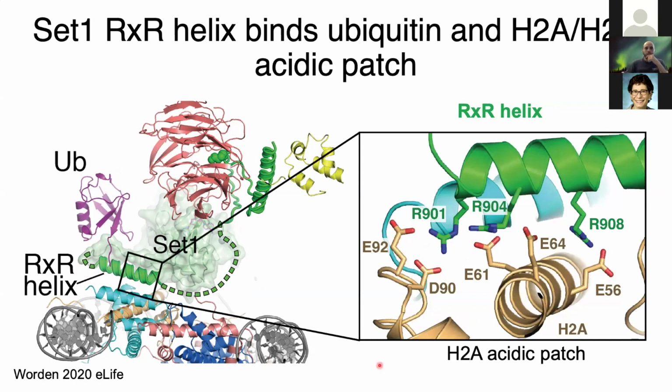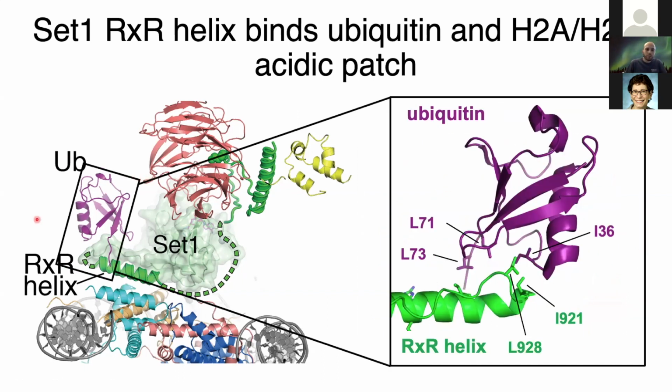So you can see that here, if we look at one side of this RxR helix, there are multiple conserved arginines that make direct electrostatic interactions with all of these acidic residues in histone H2A. And importantly, mutating any one of these arginine residues has very dramatic effects on the ability of COMPASS to methylate histone H3.